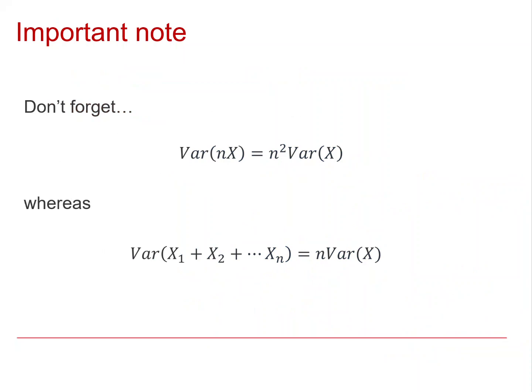So don't forget that the variance of nX is n squared times the variance of X, whereas the variance of the sum of instances of X, X1 up to Xn, is n times the variance of X. So that's the final video for Discrete Random Variables 1, Mean and Expectation.